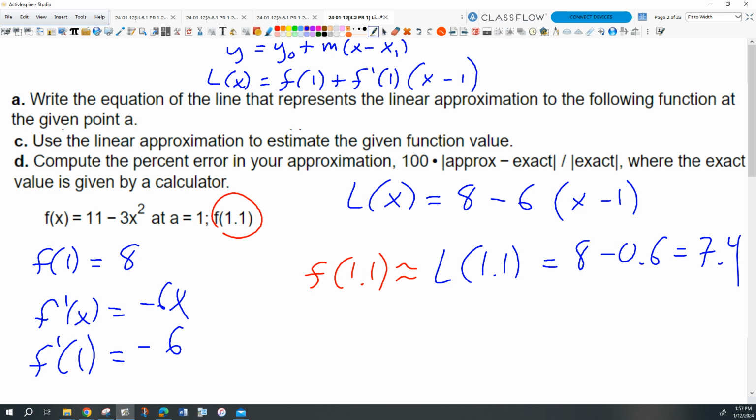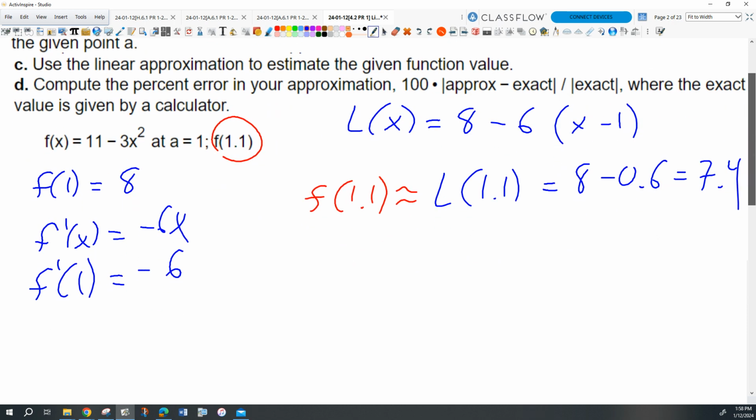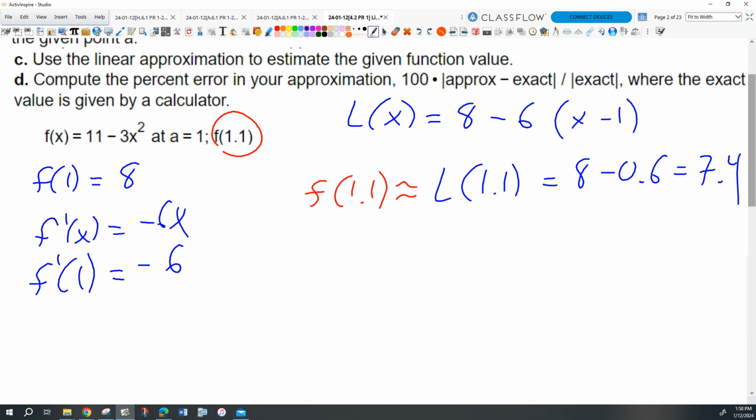Okay, easy. Now, the percent error. All you guys are going to calculate this in college, you'll calculate this in science, you calculate this all the time. So we want to calculate percent error. That's the same thing as relative error. So what is that? Relative error is always approximate minus exact divided by exact.